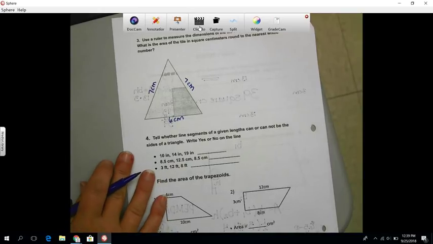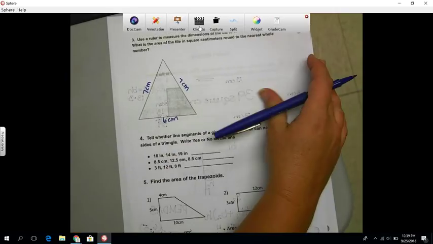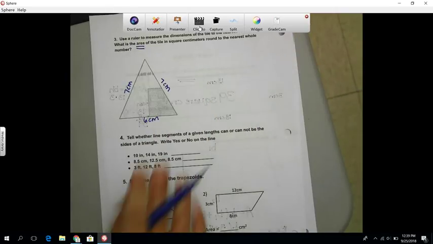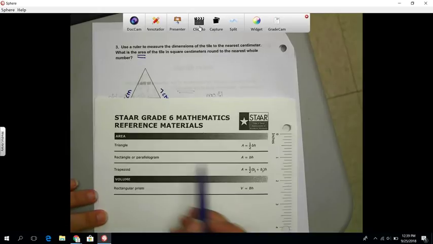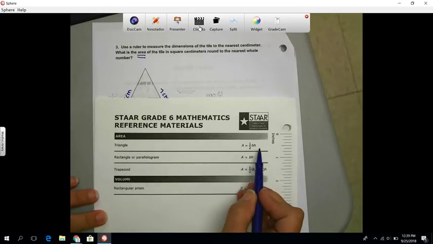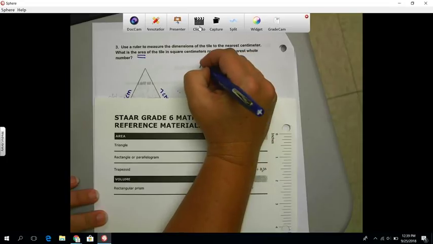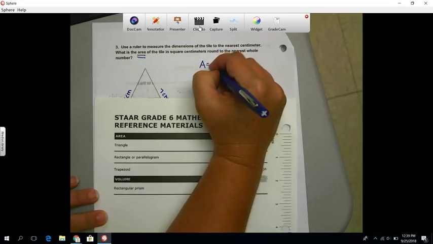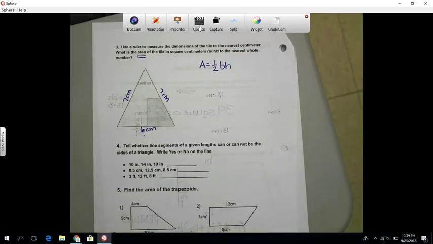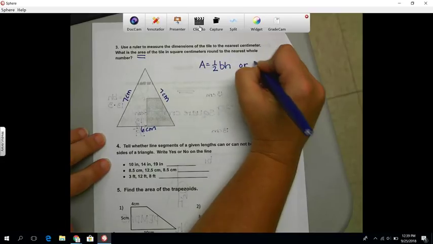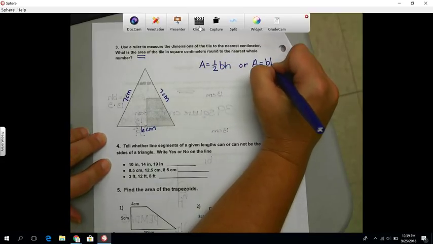But the question is asking me to find the area of a triangle. So when I'm looking for the area of a triangle, I need to use the back of my star chart as a reference. So here is my triangle, 1/2 base times height. So I'm going to rewrite my formula. Area is 1/2 base times height. We also said in class that that is the same thing as area equals base times height divided by 2.